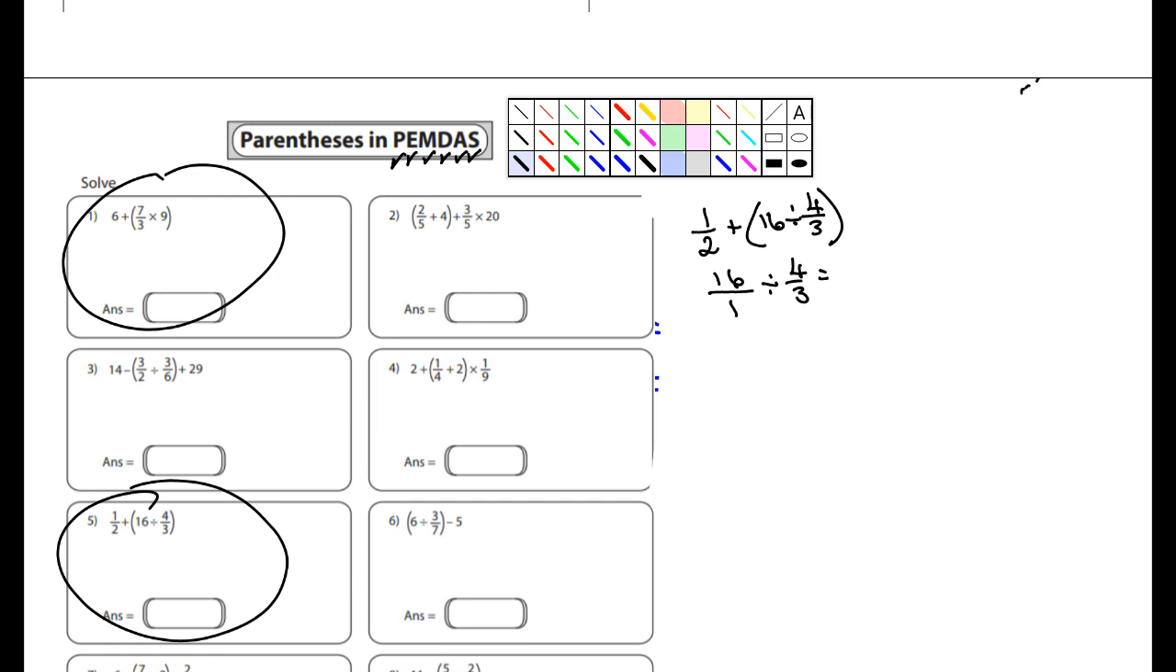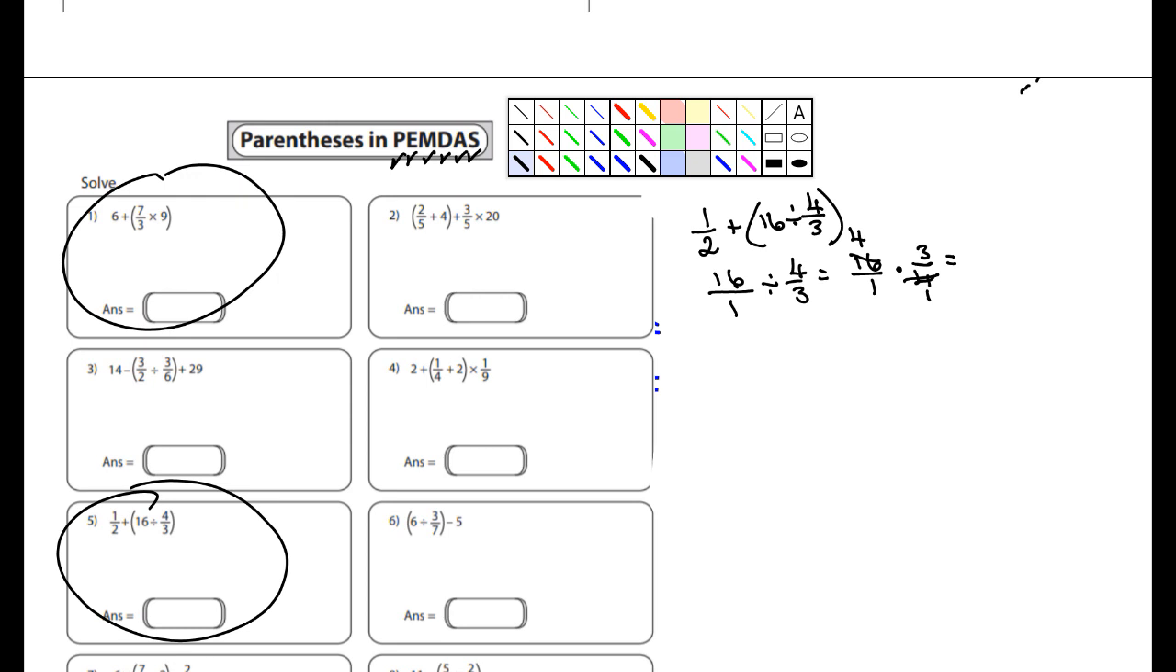Remember the keep, change, flip? So we keep this as 16/1. We change it to multiplication, and then we flip it. It's 3/4. Can we do any cross-canceling? We sure can. So how about 4 goes into 4 once, 4 goes into 16 4 times. Now we just multiply straight across.